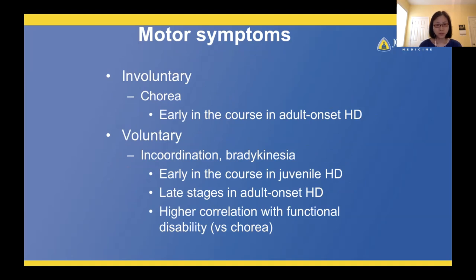This is probably the only other time I'll mention juvenile HD. Voluntary symptoms tend to be present earlier in juvenile HD, whereas the opposite is the case in adult onset HD. So involuntary movement or chorea happens earlier in adult onset HD, but voluntary movement problems occur early in juvenile HD.